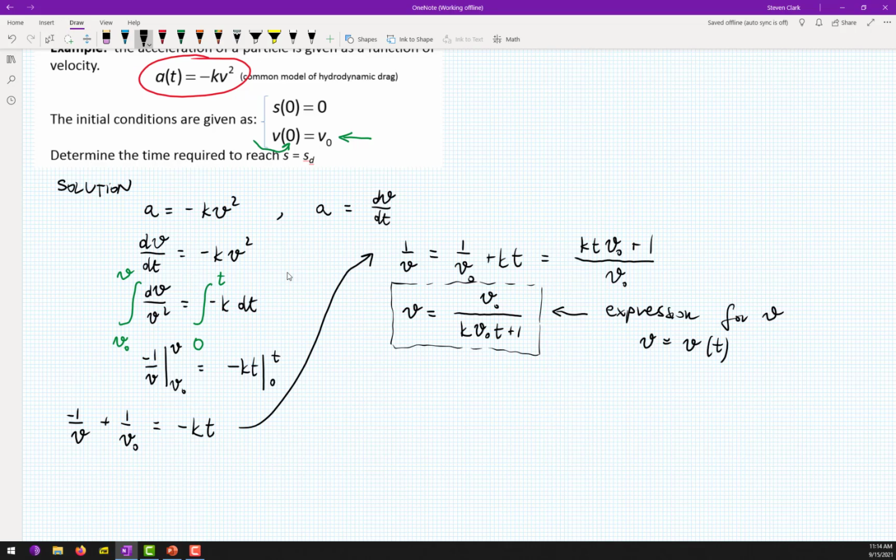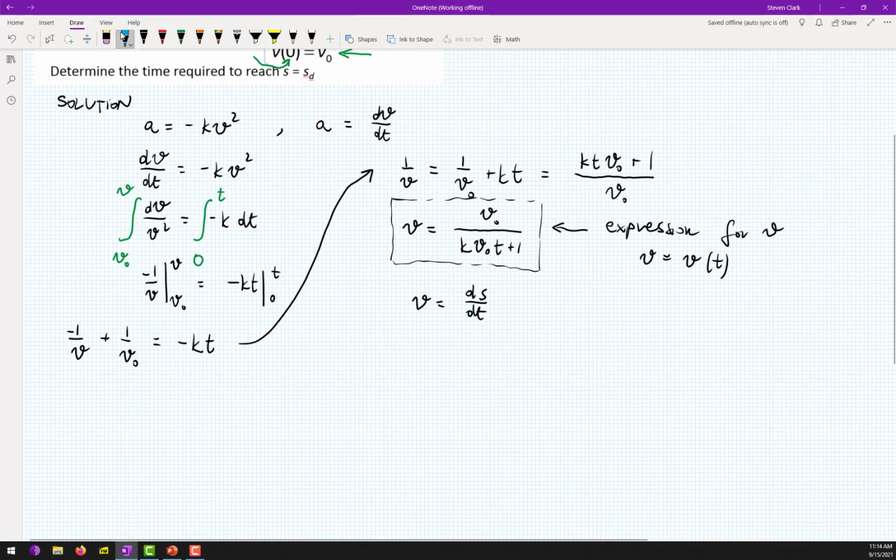Great. So we are done with, let's say, 40% of our problem. Now let's find position. The steps are exactly the same as before, or not exactly the same, analogous. If I remember correctly, our velocity by definition is ds/dt. I'm just going to plug this expression here, let's say here.